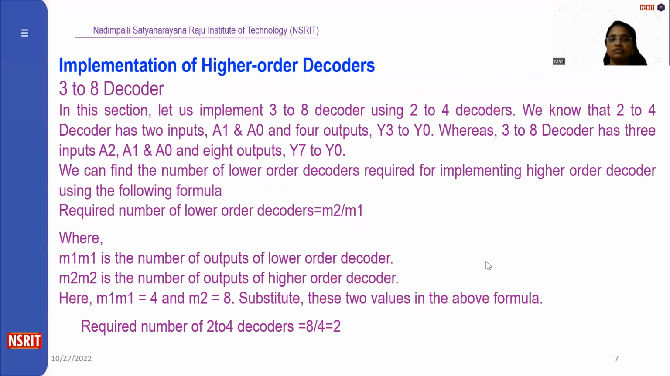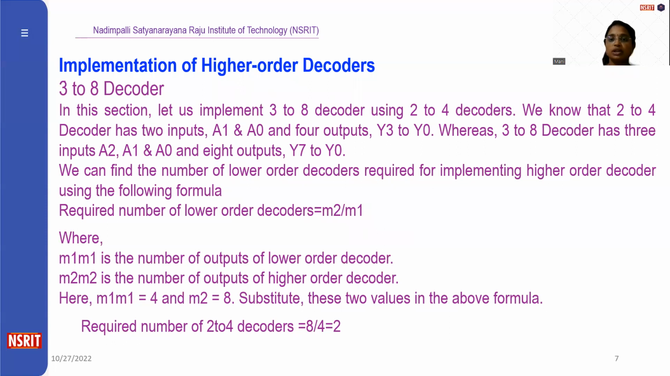So that is a 2 to 4 decoder. The next topic is the implementation of higher order decoders. The first decoder is a 2 to 4 decoder. The next decoder is a 3 to 8 decoder, which is a higher order decoder than the 2 to 4 decoder. We can construct a 3 to 8 decoder by using 2 to 4 decoders.